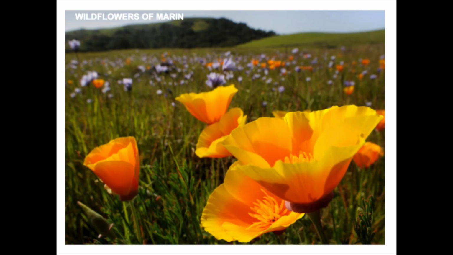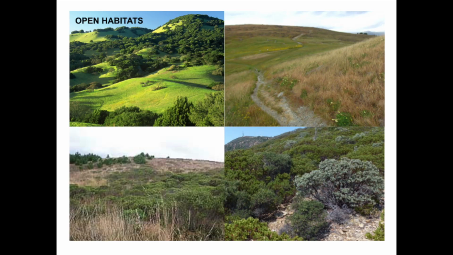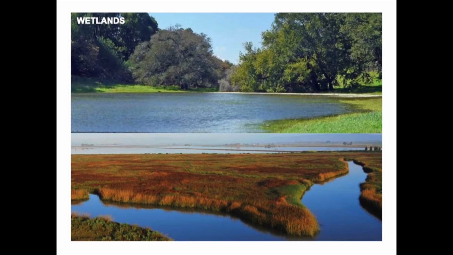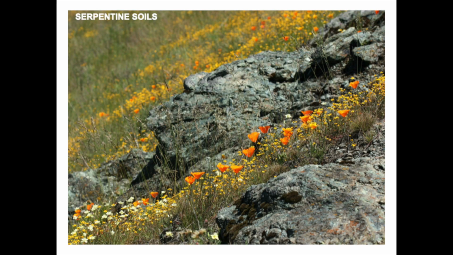All right, so now we can take a look at some of the wildflowers of Marin. We have a lot of different habitats here, which means that we have a lot of diversity. There's an amazing number of flowering plants here in Marin. We've got open habitats like oak savanna, grasslands, scrub, coastal scrub, and chaparral. All of these host different types of plants. And then wooded habitats like mixed evergreen, riparian, redwood forests, wetlands, both fresh and saltwater. And then serpentine, which is super important for a lot of our native plants.